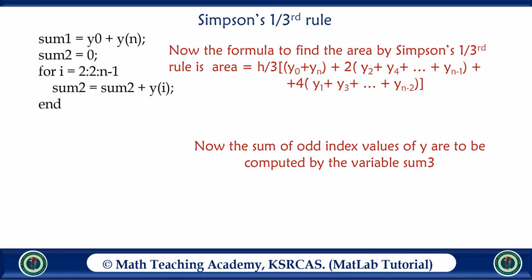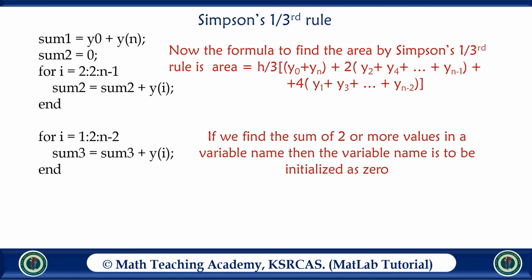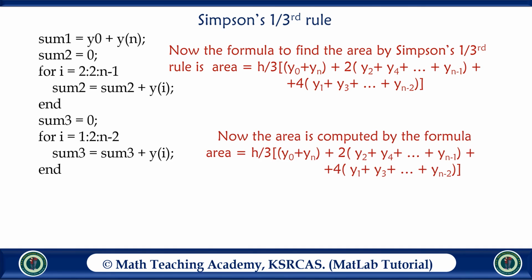Now the sum of odd index values of y is to be computed by the variable name sum3. This is achieved by the command sum3 is equal to sum3 plus y of i. This process is to be repeated from 1 to n minus 2 times. So this command is inserted in between the for loop. If we find the sum of 2 or more values in a variable name, then the variable is to be initialized as 0. So that is why here we have to initialize sum3 as 0. This is achieved by the command sum3 is equal to 0.